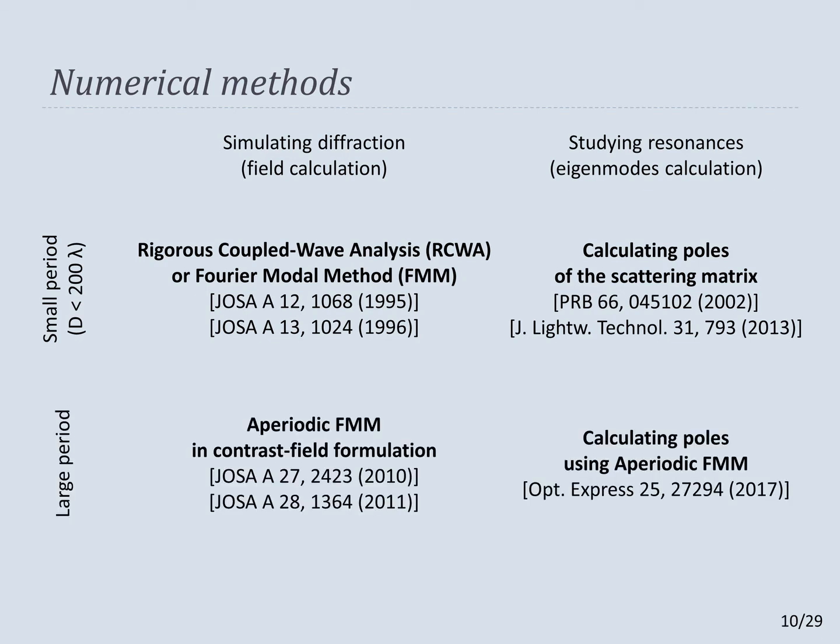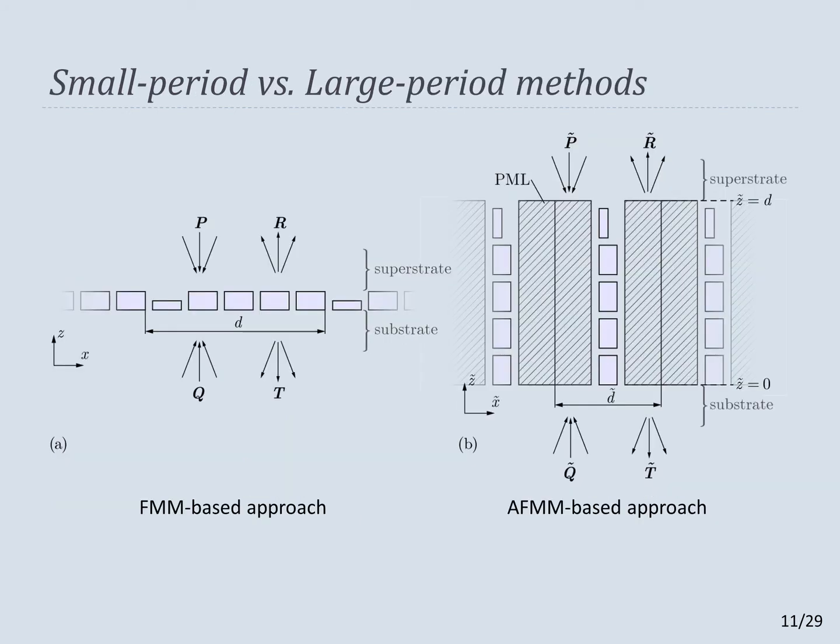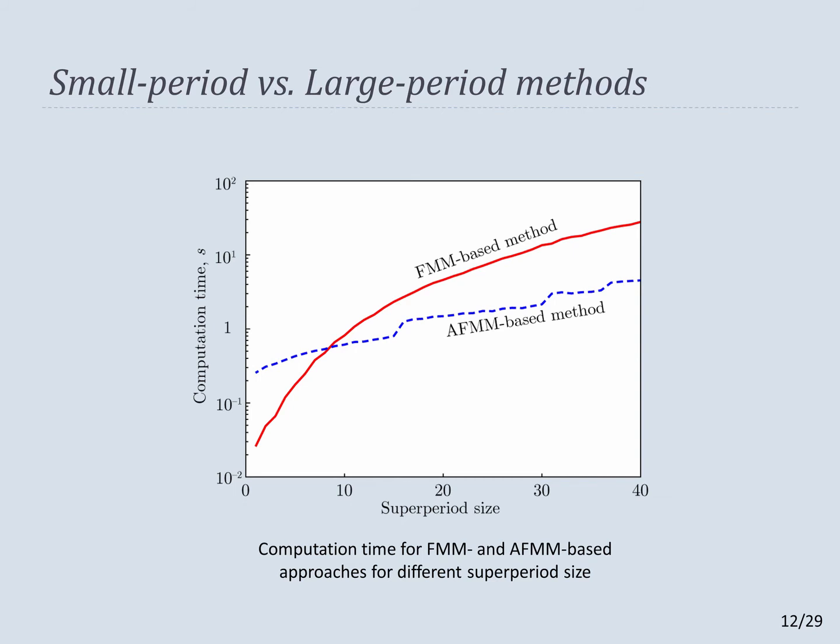If the period is very large, we cannot use RCWA because of enormous memory requirements and computation time. In this case, the use of a periodic Fourier model method might become favorable. This slide shows the basic idea behind the FMM and the AFMM. Within the FMM approach, we have a structure with a large period with respect to the x-axis. Within the AFMM approach, we rotate the structure by 90 degrees and optically isolate the adjacent periods as shown on the slide. In this case, the total period of the structure within the AFMM approach might become smaller compared to the FMM. As a result, at smaller period, the FMM approach works faster. However, when the superperiod is large, the AFMM approach shows better results.